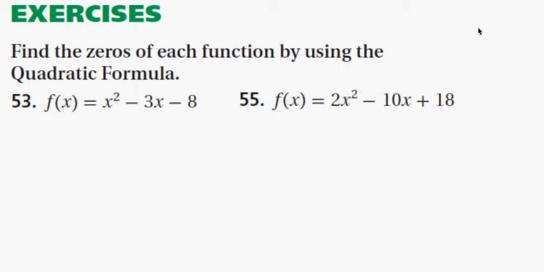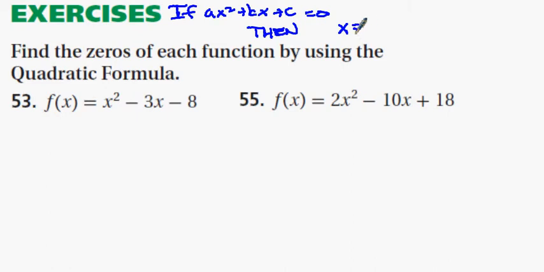So find the zeros of each function by using the quadratic formula. The quadratic formula says, if ax squared plus bx plus c equals 0, then x can be found by using the quadratic formula, which is negative b plus or minus the square root of b squared minus 4 times a times c, all over 2 times a.